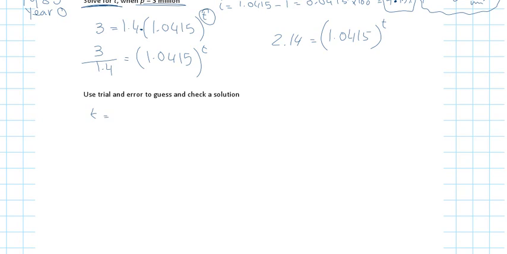let's see, 1.0415 to the power of 2. What do you get? 1.084. So it did not change much, did it? Okay, no. T equals 2 is very, very, very small. Remember, I'm trying to get to 2.14. Okay, so let's try 10.